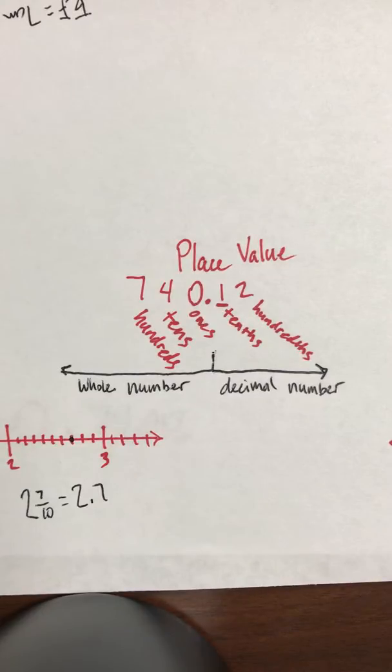Today we're looking at comparing decimal numbers, and we'll also look at fractions of a second. We're going to go in a different order than the book today. All right, so when we compare decimal numbers, there are two things we really have to pay attention to: where the decimal is, and of course our place value.